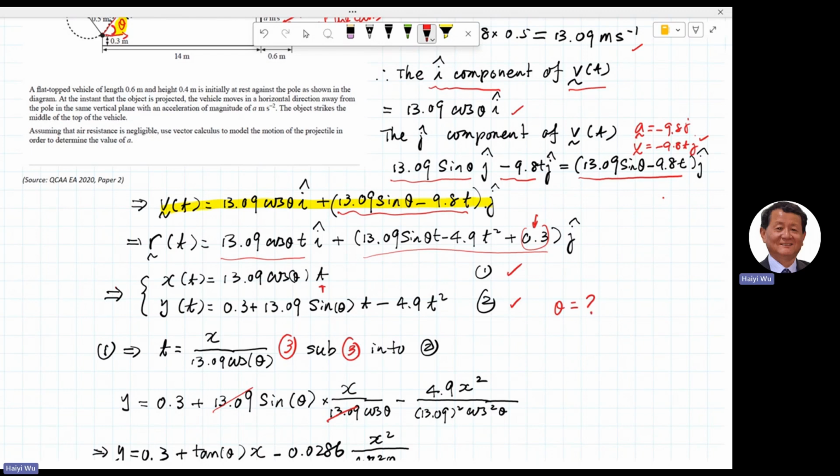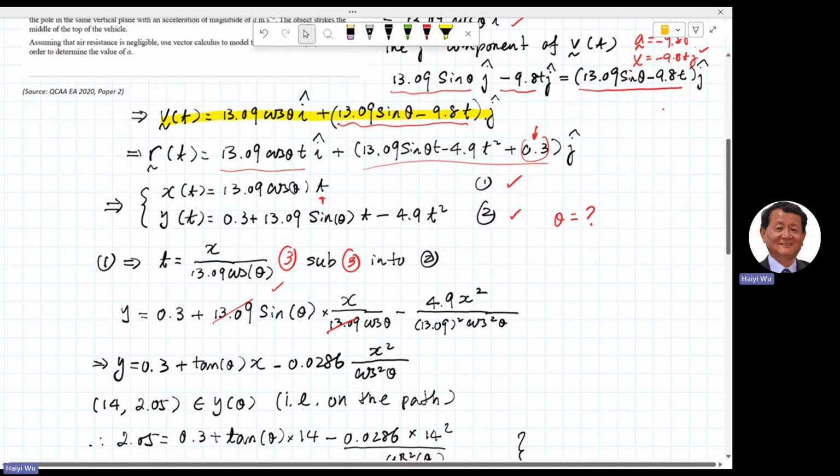So first thing is I'm going to eliminate one, because you've got two variables: one is t, one is theta. So I'm going to use 1 and change it to 3. So that's equation 3: t is x divided by 13.09 cosine theta. Then we substitute 3 into 2 to eliminate the time. So you can see I got a y component in theta only.